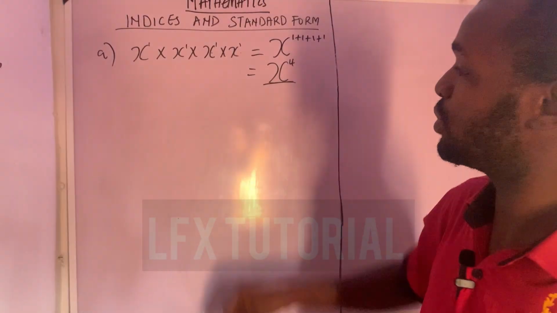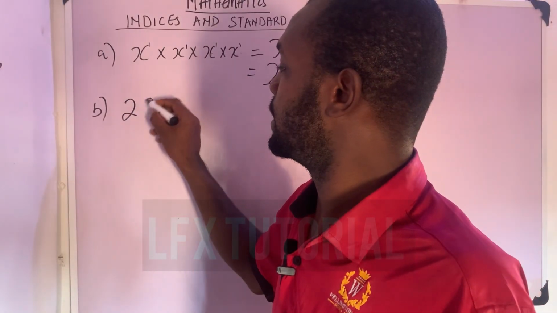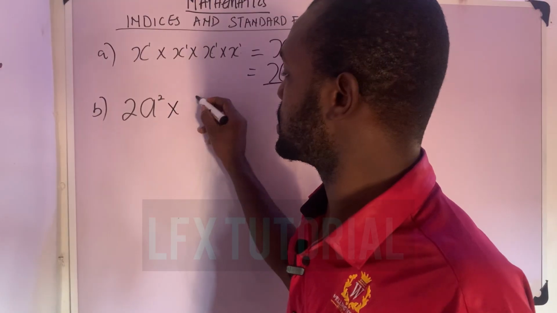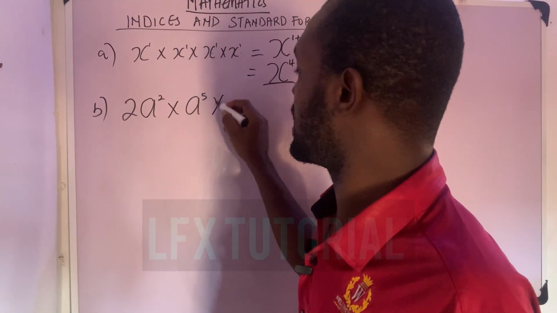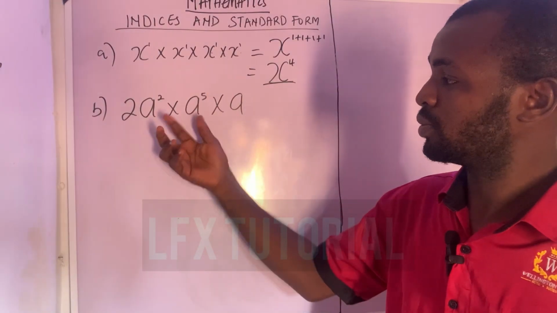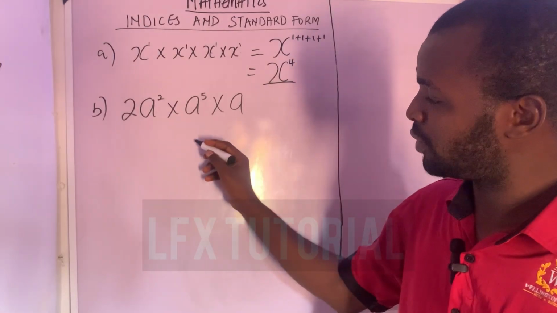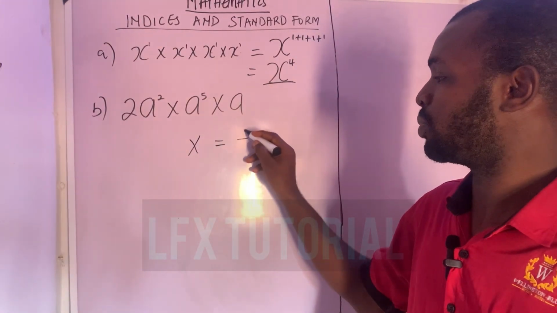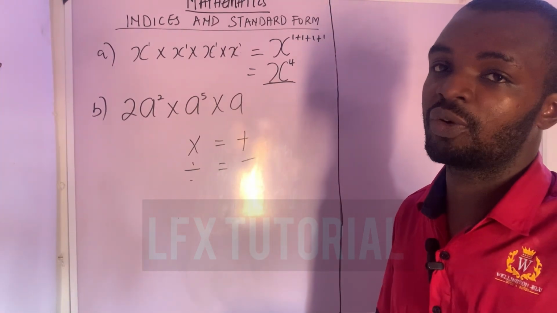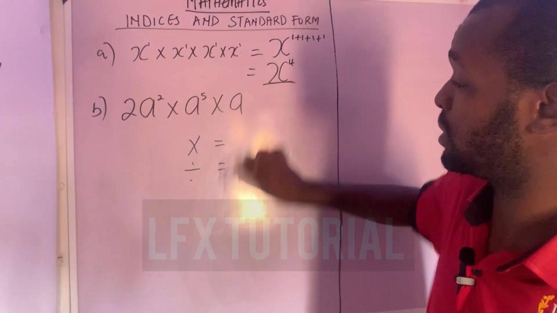Now, another example we can have is 2a raised to power 2 times a raised to power 5 times a. In indices, like I said before, times will change to plus, but division will change to what? Minus. So just have this in the back of your mind in case we enter the minus side, the division side.